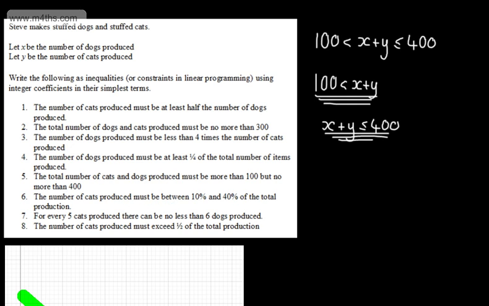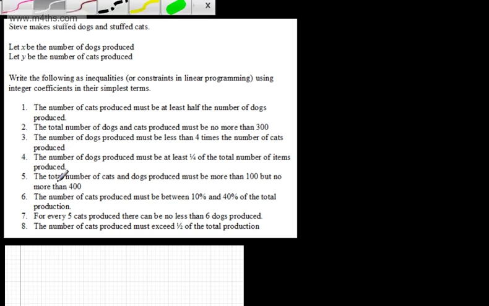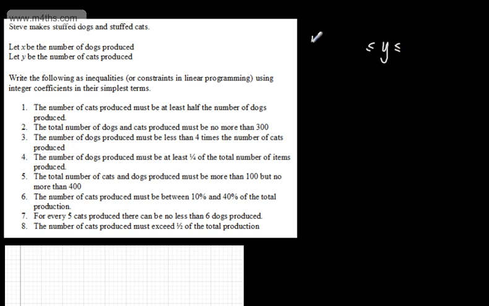Okay, so that one's done. Let's now look at another one. The number of cats produced must be between 10% and 40% of the total production. So we know the number of cats is Y, and what we're going to have then is the following. It must be between, and it can include, 1/10 of the total production. The total production is X plus Y, and it must be no more than 40%, which I'm going to write as 4/10 of X plus Y.